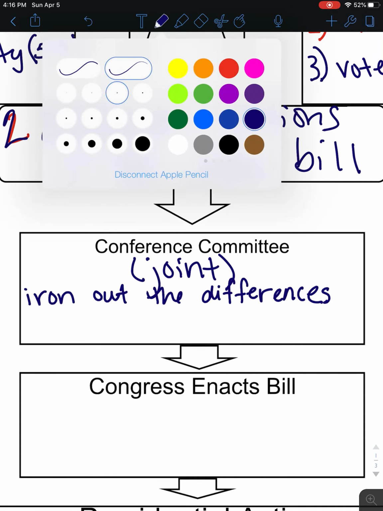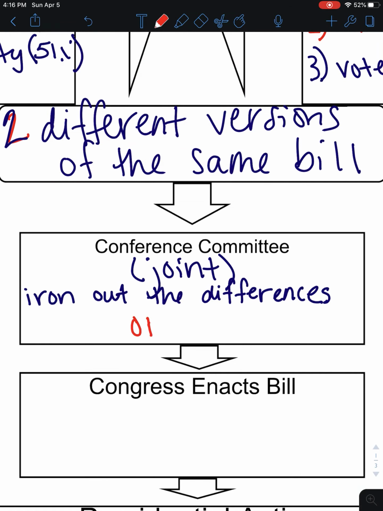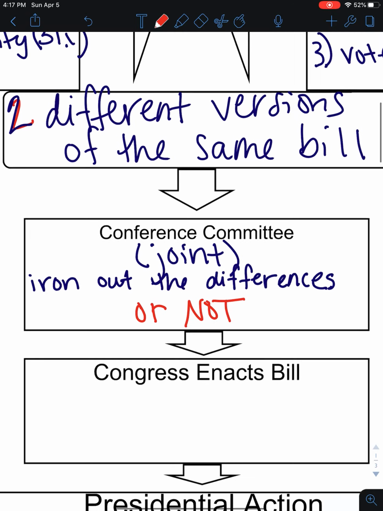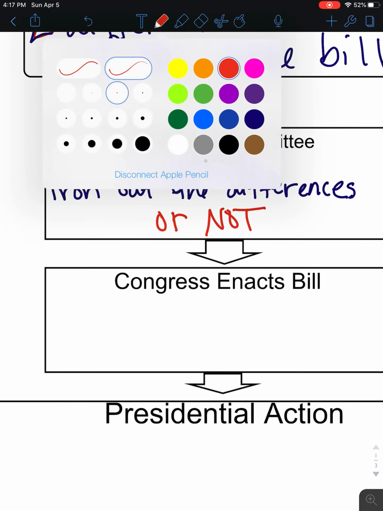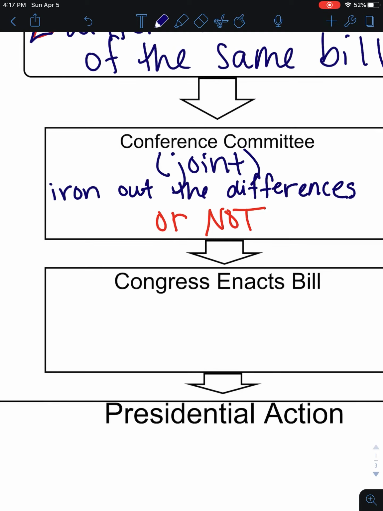But here's the deal, it could die here. Let's say your members of the House come in with a different idea on what this bill should look like than the Senate, and they can't come to a compromise or agreement, then that bill's dead. Let's say they are able to iron out the differences. Then what has to happen next is that both houses have to pass identical bills.